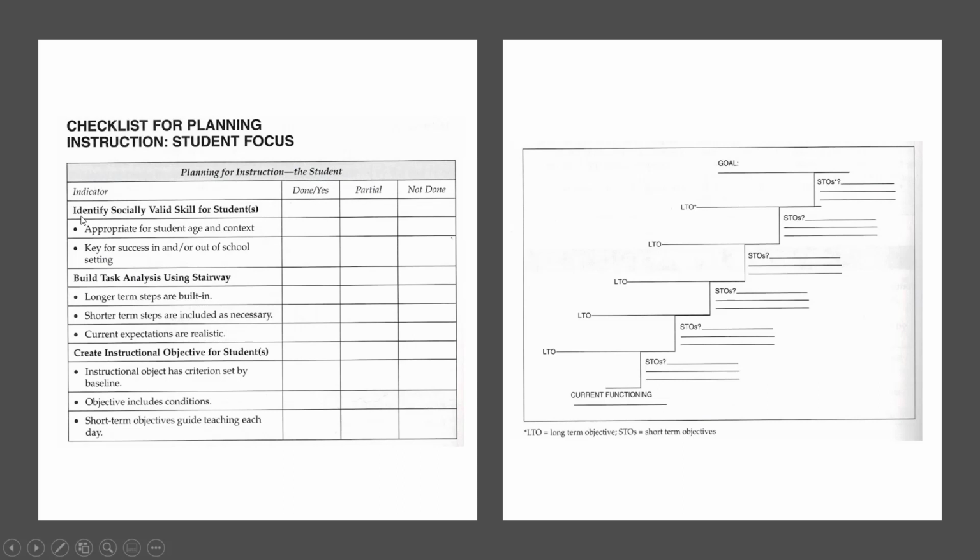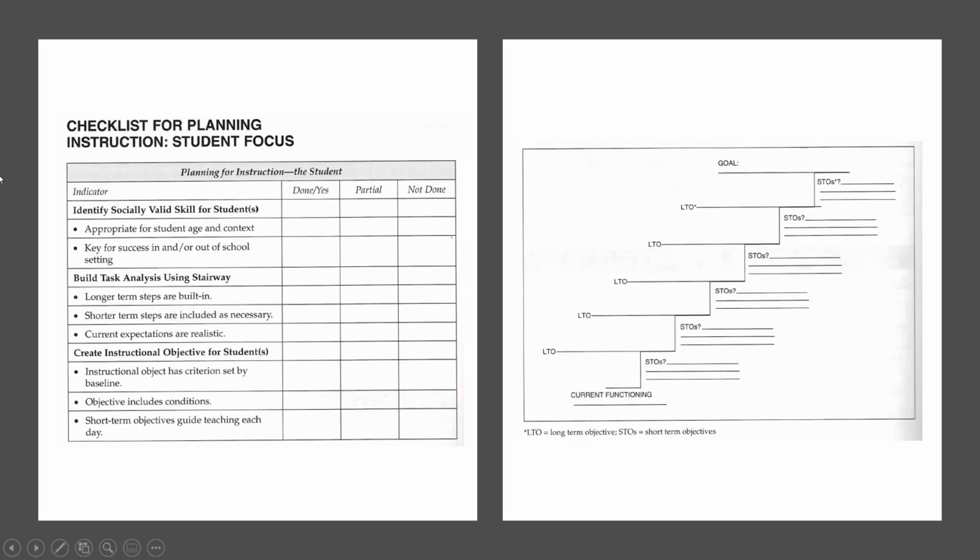So first of all, you want to identify a socially valid skill for the student, and it needs to be appropriate for their age and context, and a key to success in and out of the school setting. You don't want to just pick a behavior to target just because you want to. It has to be socially appropriate, and it has to help them function in the real world. It has to increase independent functioning and set them up for success to actually be applicable to their own context.